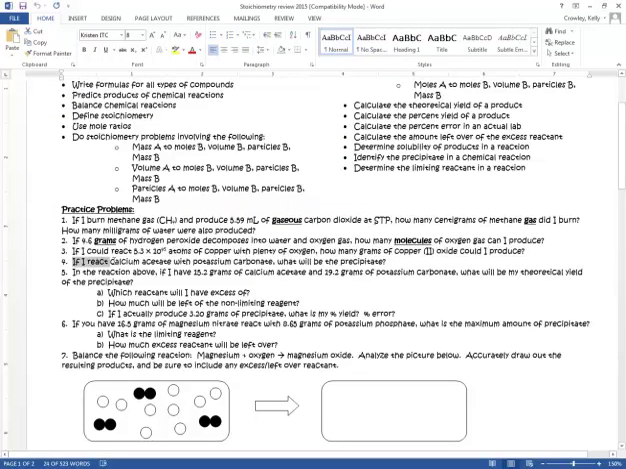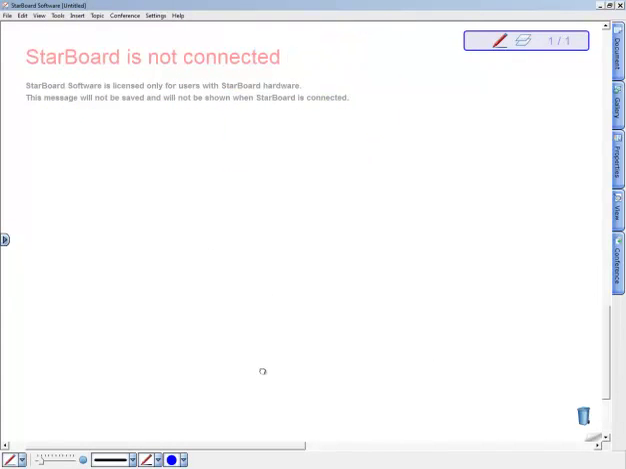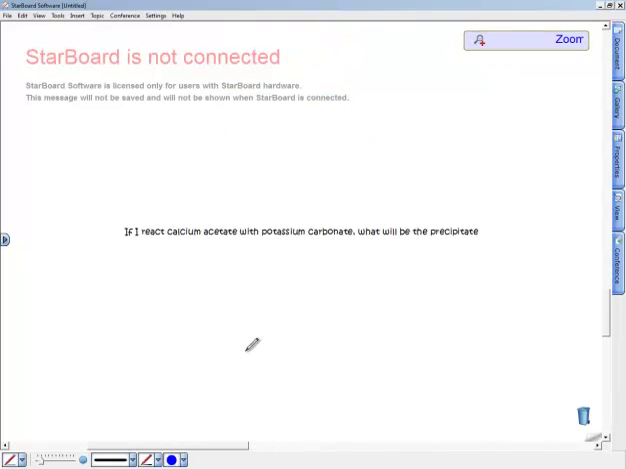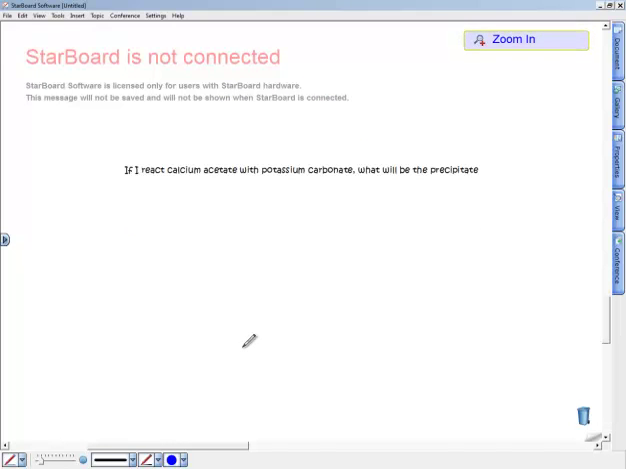Alright, here we go. If I react calcium acetate with potassium carbonate, what's going to be the precipitate? Okay, so you probably want to get your solubility rules ready. Get some of your charges ready, okay, because we're going to be making an equation. We're going to make a formula.